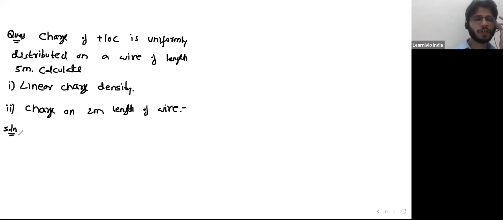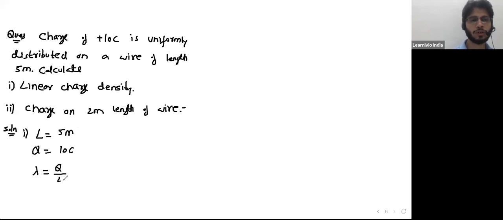Okay, I'm solving it. First part, everyone is doing correct. No, Sania, not 20. See, the total length of the wire is 5 meter. The total charge on the wire is 10 coulomb. So your lambda is simply total charge over total length. Charge is 10, length is 5. So this is simply 2 coulomb per meter. That's lambda.